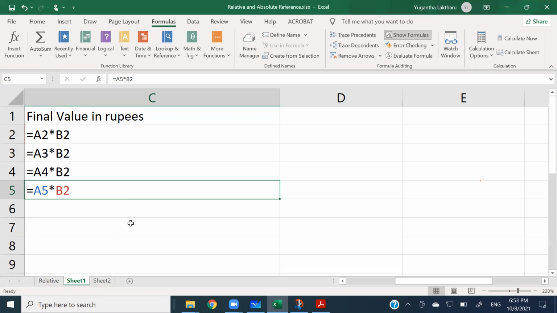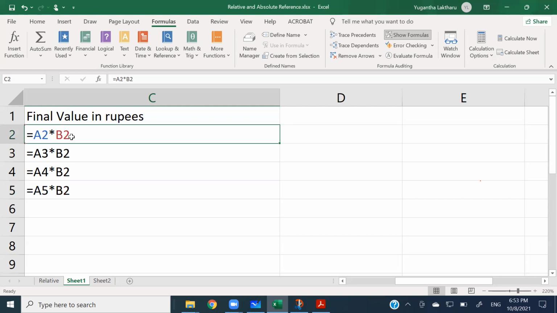Yeah, the A column reference, right? The reference that starts with A. Yeah. The reference B, the one that starts with B, has not been changed. B is not being changed. 2 has not been changed.